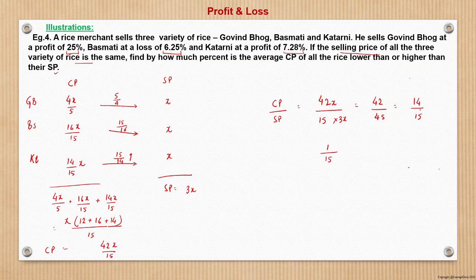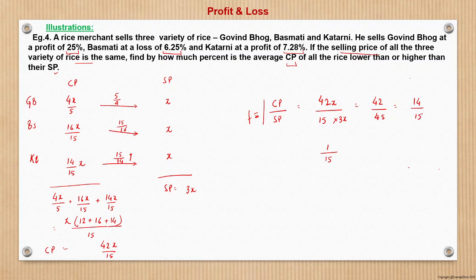If Sp is 15, Cp is 14. This ratio or the fraction f is very important and has multiple interpretations. See here, we can interpret this as: if Sp is 15, Cp is 14. So Sp minus Cp means essentially the profit is 1, right? So the question is how much percentage Cp is lower than or higher than.